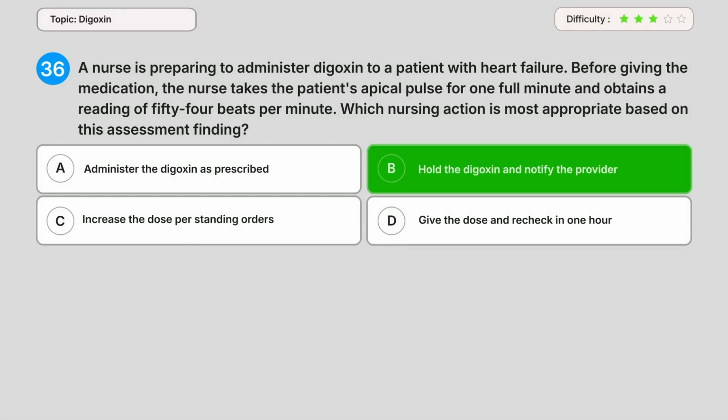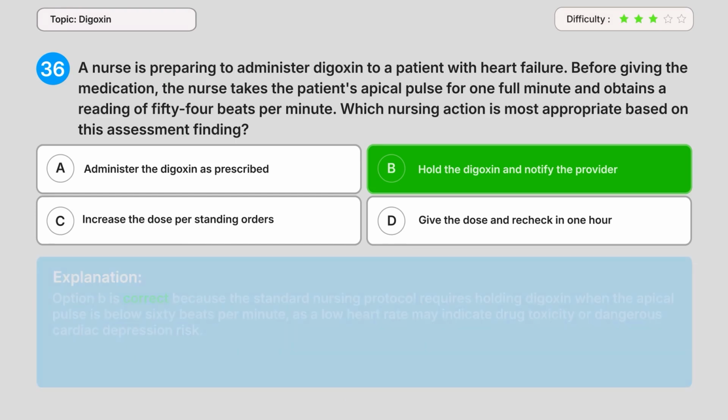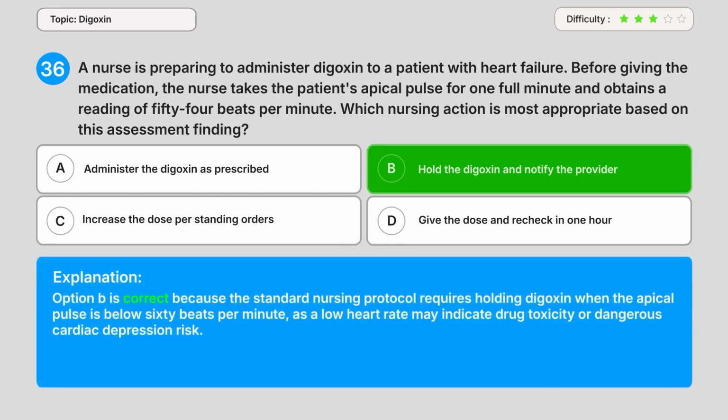Correct answer B. Hold the digoxin and notify the provider. Explanation: Option B is correct because the standard nursing protocol requires holding digoxin when the apical pulse is below 60 beats per minute, as a low heart rate may indicate drug toxicity or dangerous cardiac depression risk.